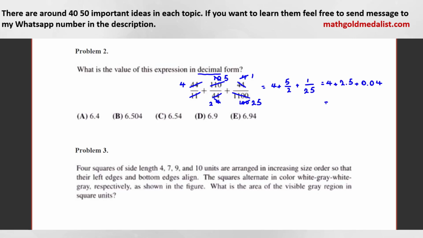0.04. So it will be what? It will be 4 and 0 plus 5, 5. 4 plus 2, 6. 6.54. So the answer is choice C.